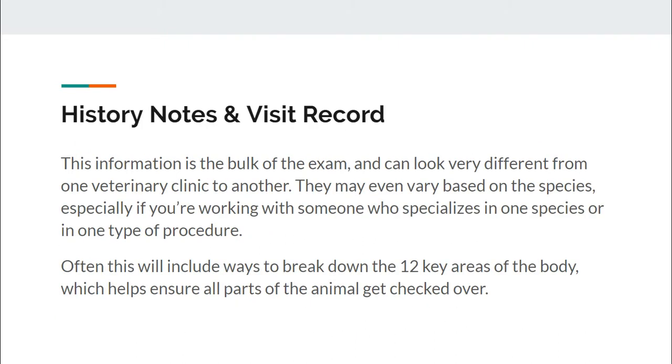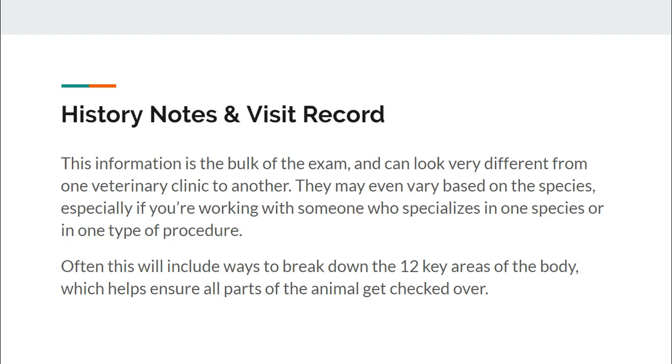Okay. Next sections then of the vet record are the ones that really can look really wildly different depending on what the context is that you're looking at this. So this is the history notes and the visit record. This information really is most of what's happening during a physical exam. And again, it can look really different from one clinic to another, one profession to another.